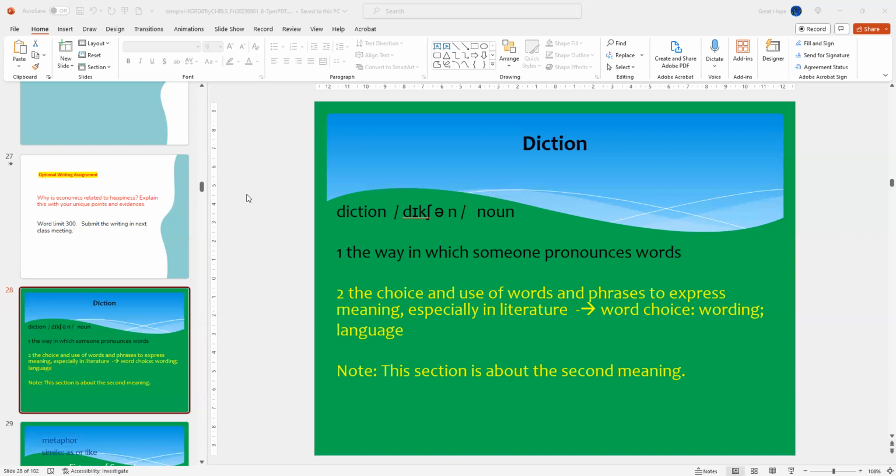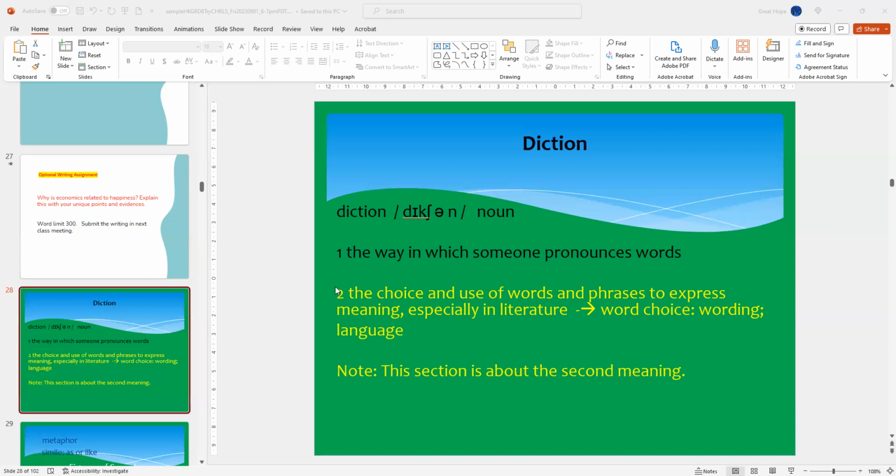Well, it can be that meaning, but in our class today, we're not concerned about that meaning. It could be something related to pronunciation, but the main meaning used in reading and writing is not about pronunciation. Most likely it's about the choice of words. In other words, it's about wording and your language.